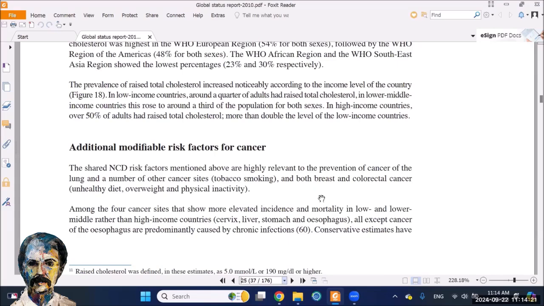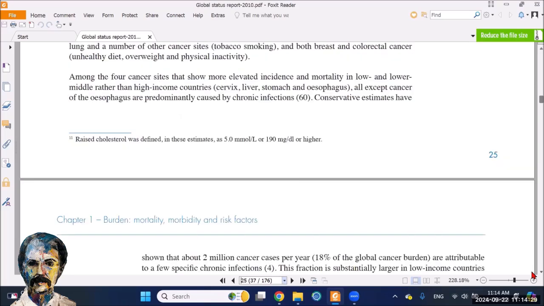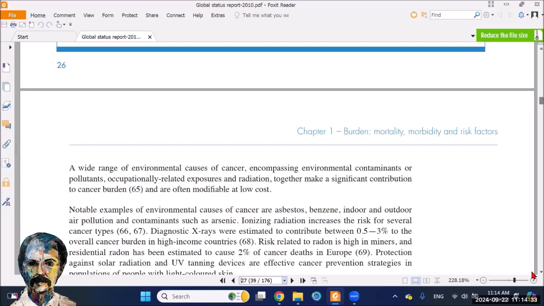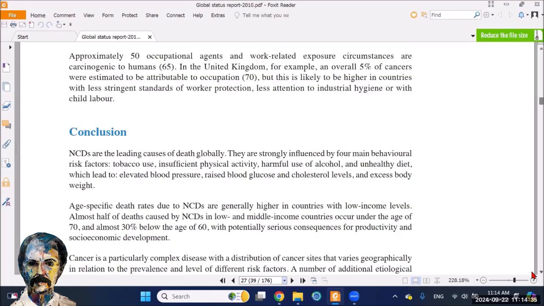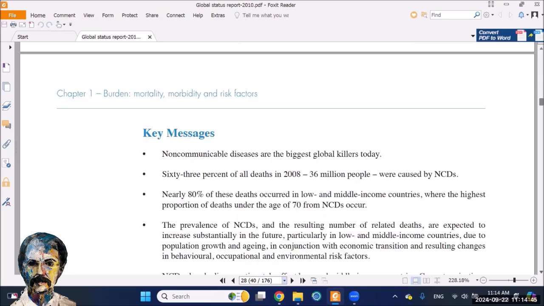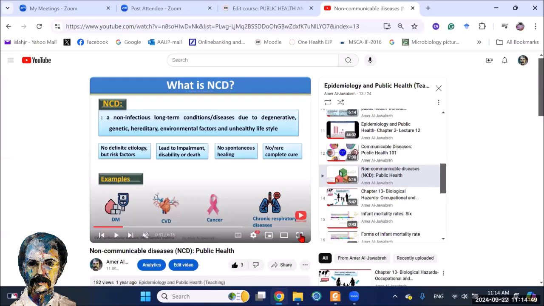Yes, again, maybe not 9. Okay, these are 7, not 9. But it doesn't mean that these are the only ones. These are the major ones. Anyhow, let's go back to the lecture. So these are the risk factors.